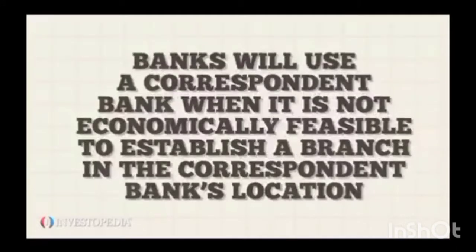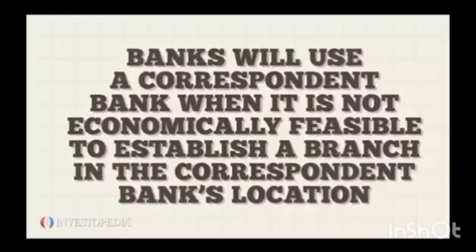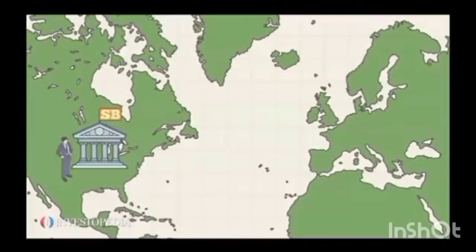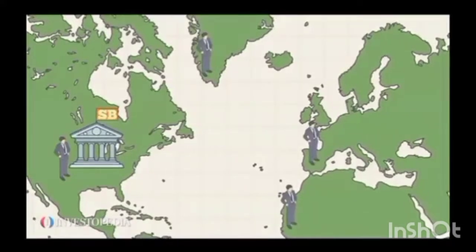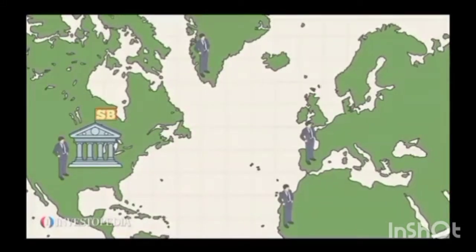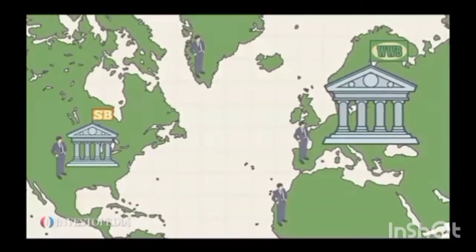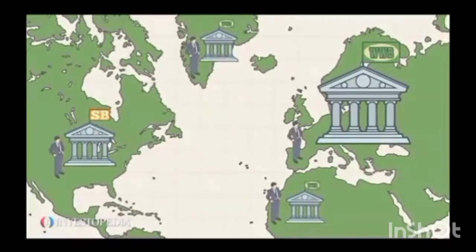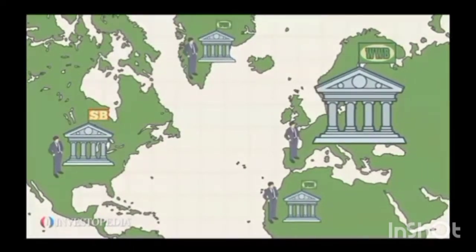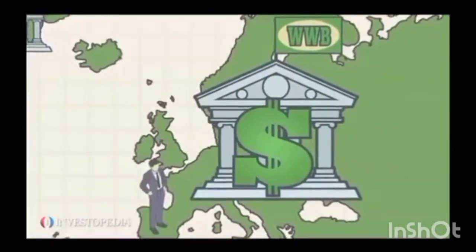Banks will use a correspondent bank when it is not economically feasible to establish a branch in the correspondent bank's location. For instance, a small bank has one customer that has a number of different overseas locations. Rather than open branches in those countries, Small Bank contracts Worldwide Bank to act as its correspondent bank in the countries where its customer has overseas locations. This way, Small Bank keeps its customer and the customer gets its banking needs met. Meanwhile, Worldwide Bank earns fees for providing these services.